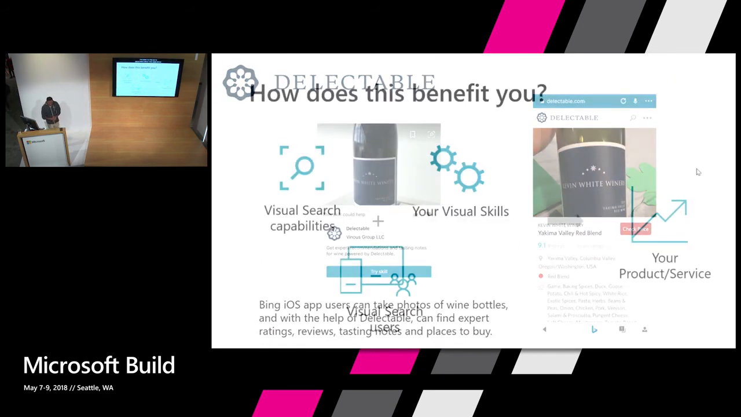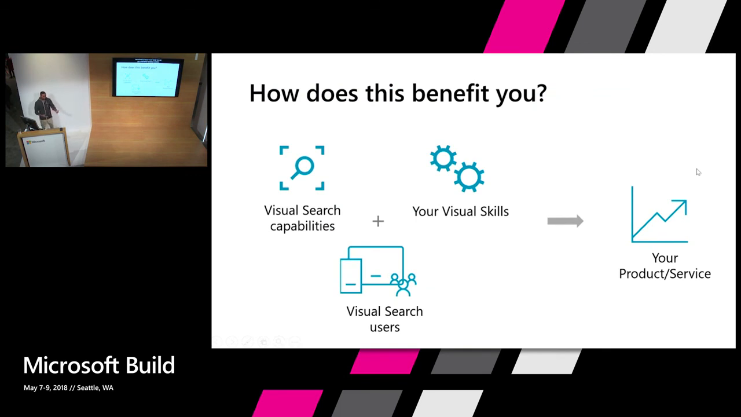So in the end, how does this really benefit you as a developer or company or an enterprise? So as we said, we have a lot of visual search capabilities. So you can leverage those. You can build these visual skills, and you can get access to these visual search users, which are this untapped set of users that currently have no way to access your data through image-based search. And drive these users to your products and services to increase growth, engagement, traffic, and usage.